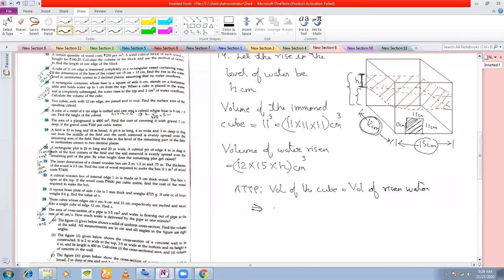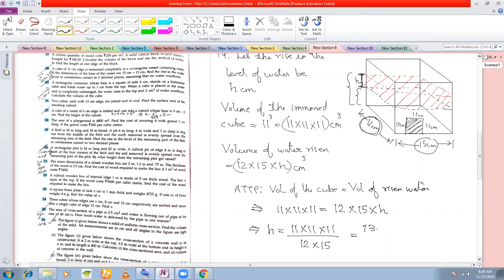Okay, so the volume of the cube is 11 into 11 into 11, and the volume of the risen water is 12 into 15 into h. So therefore, what is h? 11 into 11 into 11 divided by 12 into 15. Let us calculate this. Nothing cancels, so you simply need to multiply. There is nothing that you can do.